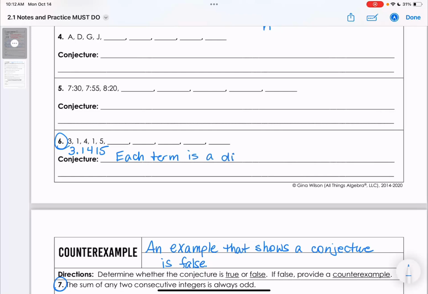So each term is a digit of pi. So to find the nth term again, find the nth digit of pi, you would probably have to look this up. I'm assuming you don't have it all memorized. I don't.